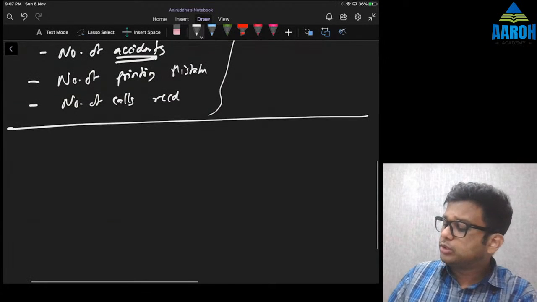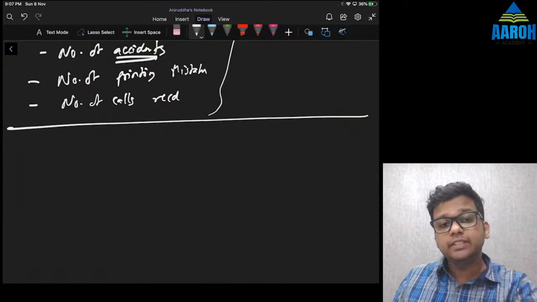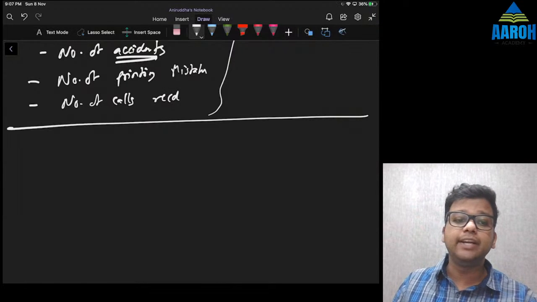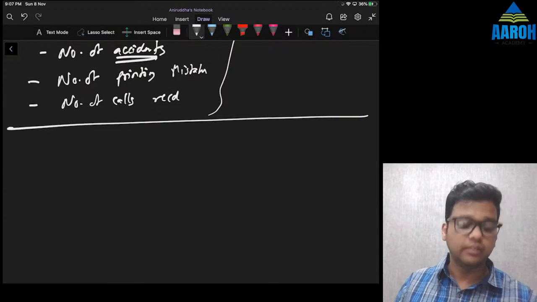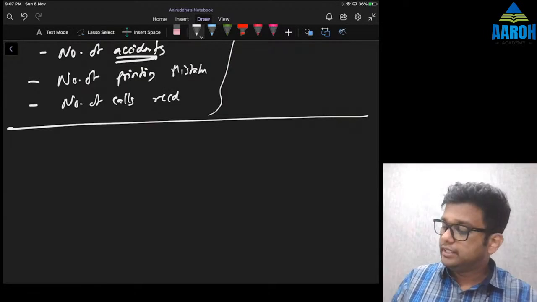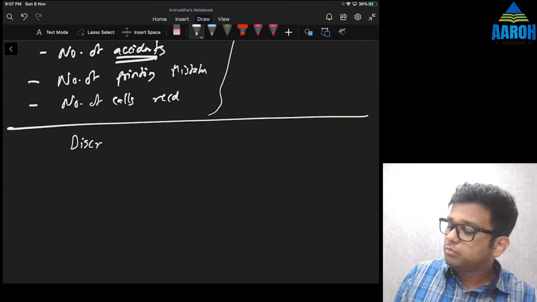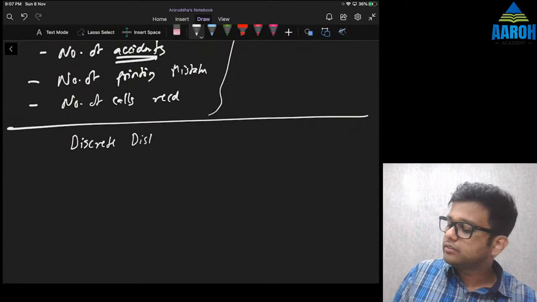Again, Poisson is also a discrete distribution. That means, can anyone tell me its probability distribution or probability function is also called what? Yesterday we have seen. For a discrete distribution, the probability function is called what?